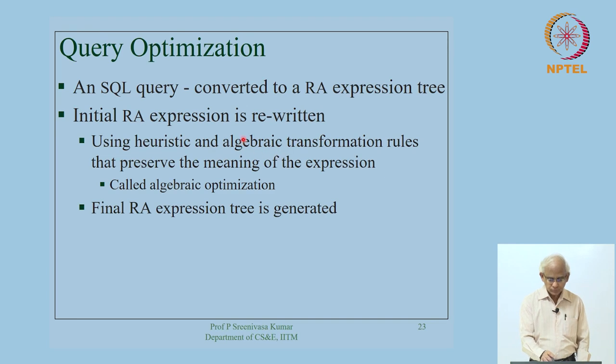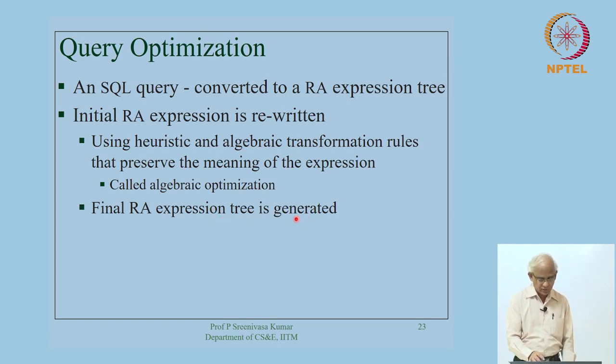So I will not go deep into these algebraic transformation rules, but you can imagine we will mention some of them. And in addition to the algebraic transformation rules, we also use certain heuristics and then rewrite this relational algebra expression into an expression which is amenable for execution. So, this can be called heuristic or algebraic optimization.